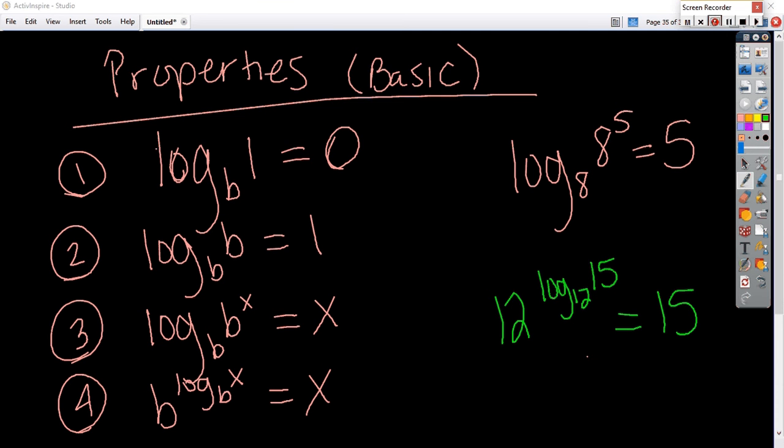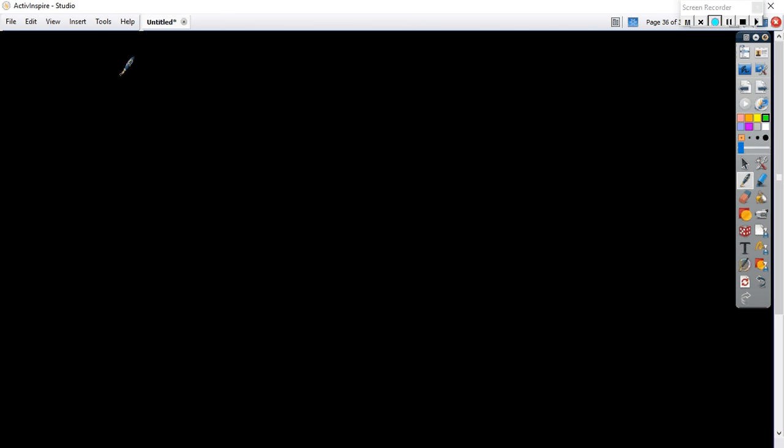They're very similar. Log button on your calculator. That log button does not do just any old log, though, because we have what is called a common log.